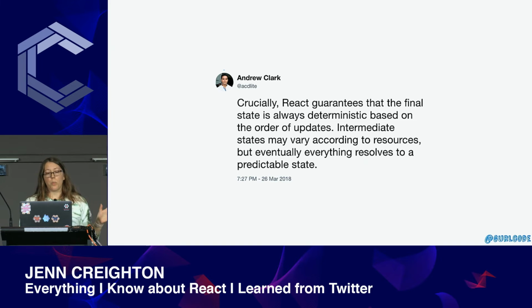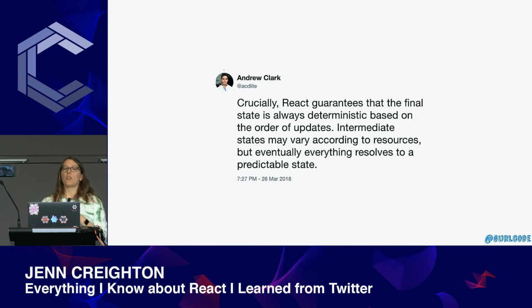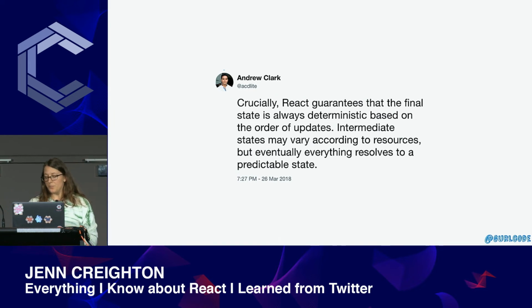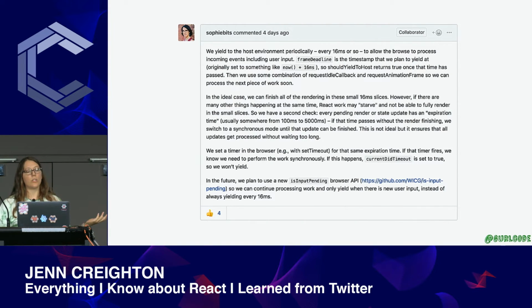So this is one of the points of what the team is working on now, and this is actually why this work is quite difficult: you're allowing updates to come in and change things, but you actually need to resolve to a final state so that the user sees something consistent. And so that's a lot of the work that they're doing right now on scheduling, is how do we make sure that everything is always consistent? And I didn't yield to the host environment in this example of building up the fiber tree. But what would happen is we would yield to the host environment every 16 milliseconds or so.